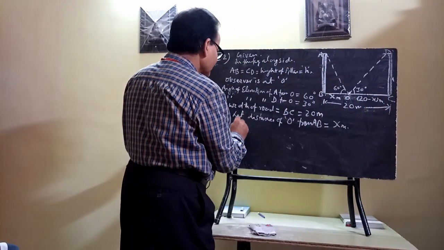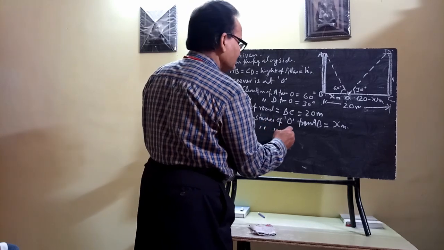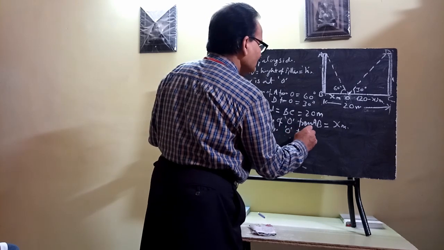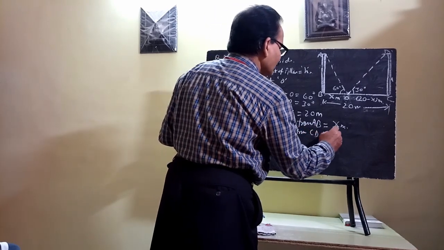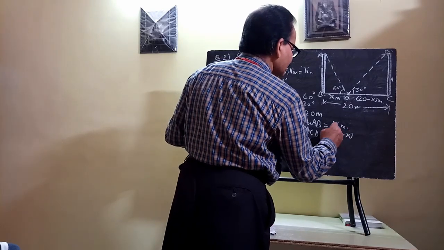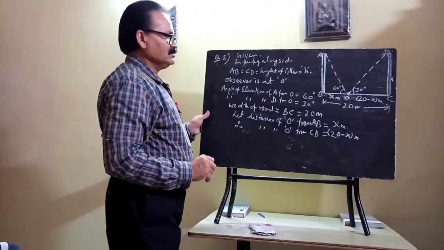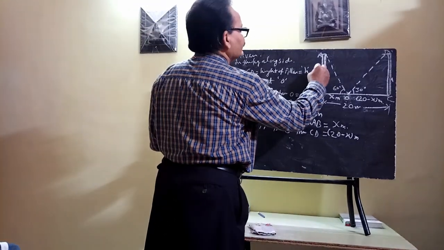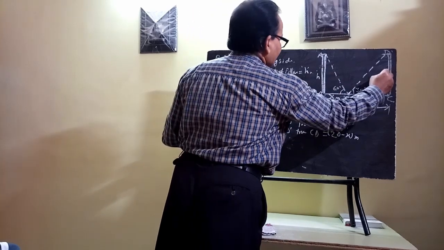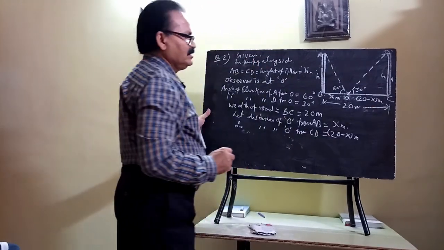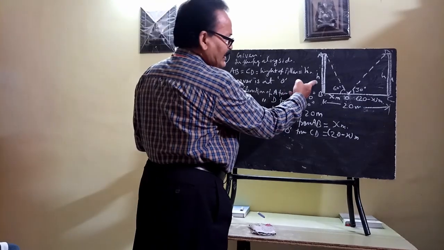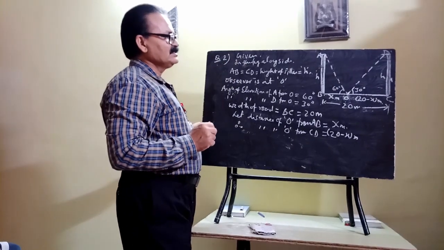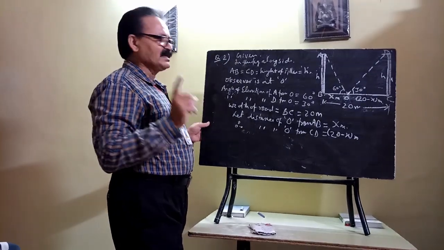So therefore the distance of O from CD is 20 minus X meter. Clear? You have taken the height as your H. So here you see height and this distance you have to find out. So you use the trigonometrical ratio of tan theta.